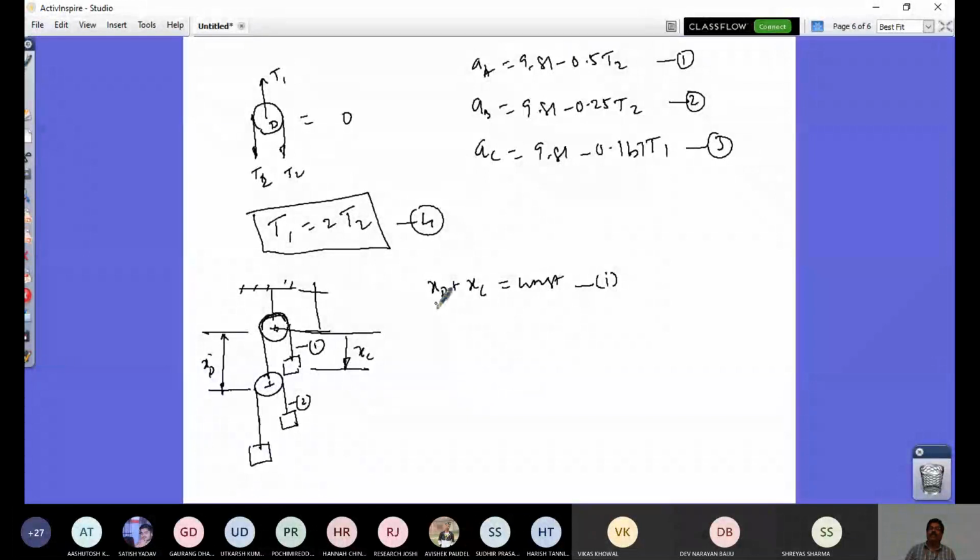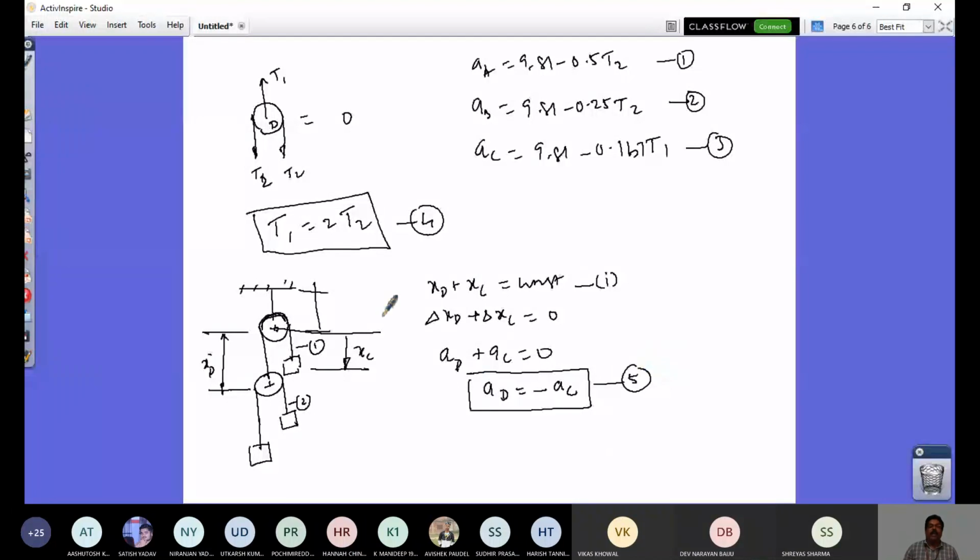So when I write this change in xd plus change in xc, then it is 0. So if I differentiate this with respect to time, I'll get a velocity relation. Then further differentiation will give me an acceleration relation that says AD plus AC equals 0. So AD equals minus AC. So that's my fifth equation.